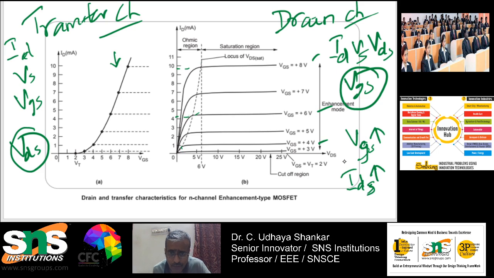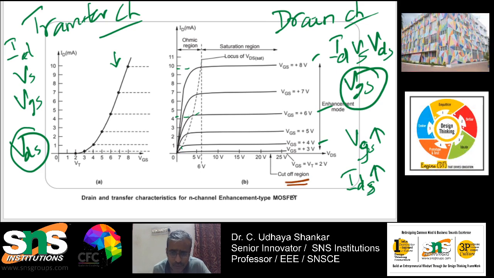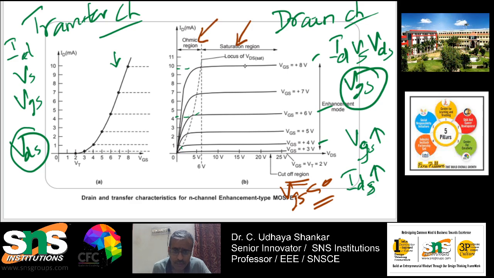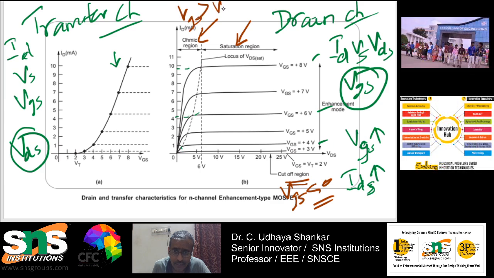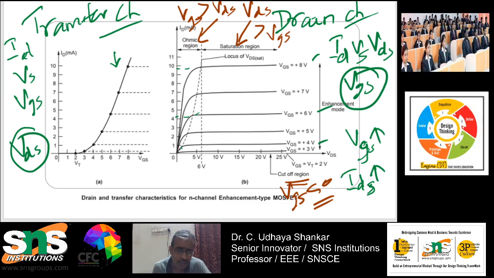So you have a cutoff region, which is nothing but when VGS is less than 0. Next is the saturation region, and next is the ohmic region. Whenever VGS is greater than VDS, it will behave in the ohmic region, whereas when VDS is greater than VGS, it will get saturated. So you can see that the drain current is getting saturated.